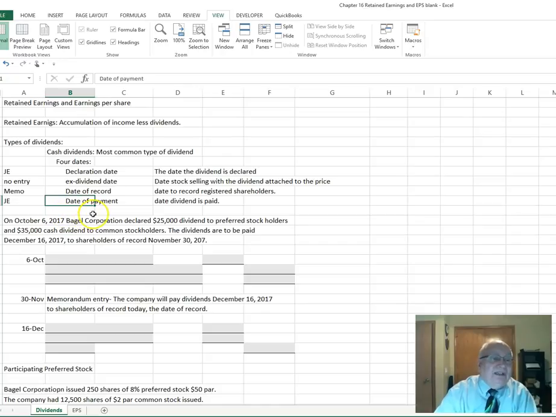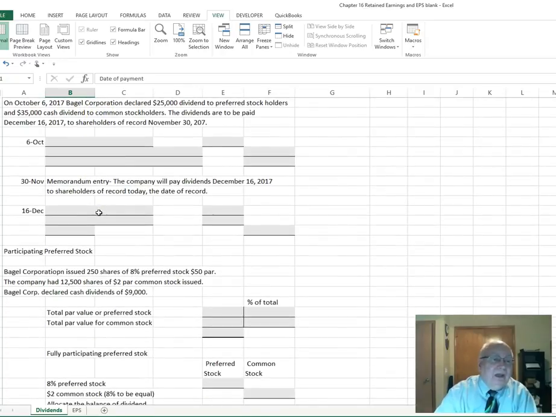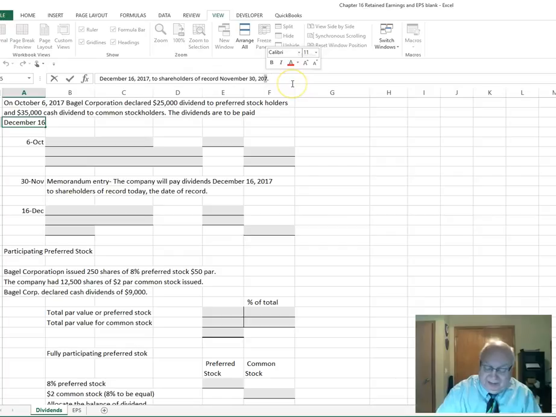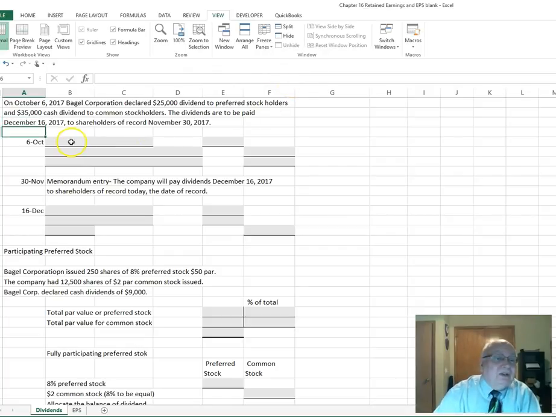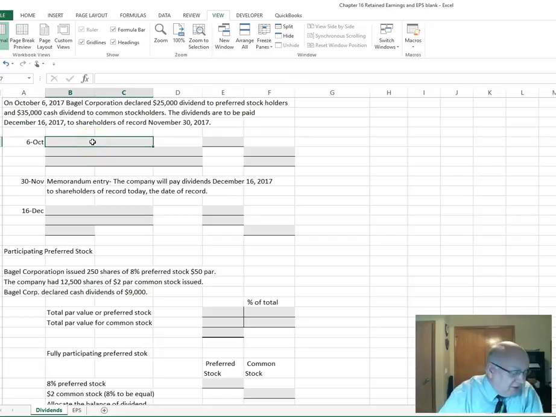Okay, so for the example we're going to have, on October 6th, 2017, Bagel Corporation declared a $25,000 dividend to preferred stockholders and a $35,000 cash dividend to common stockholders. The dividends are to be paid December 16th to shareholders of record November 30th, 2017. Okay, so on the date of declaration is our journal entry.